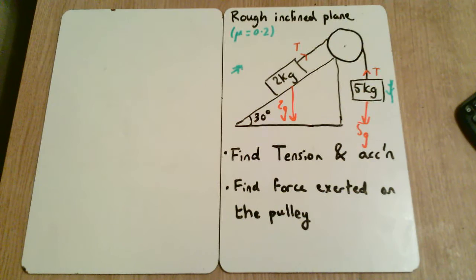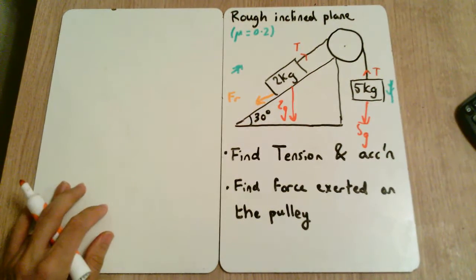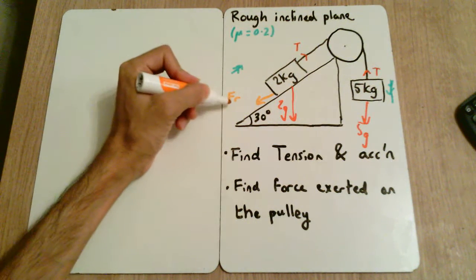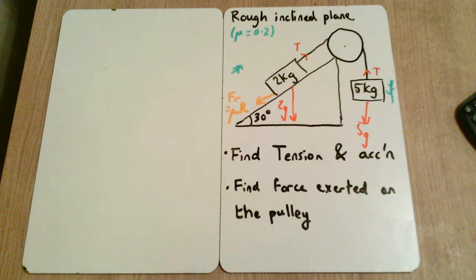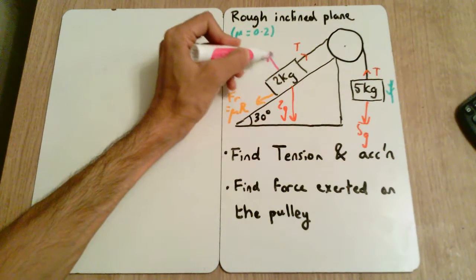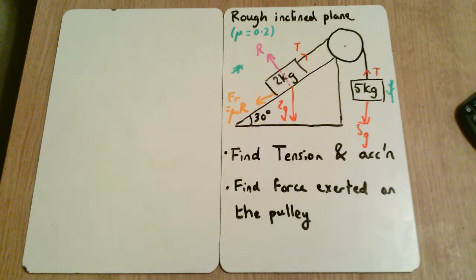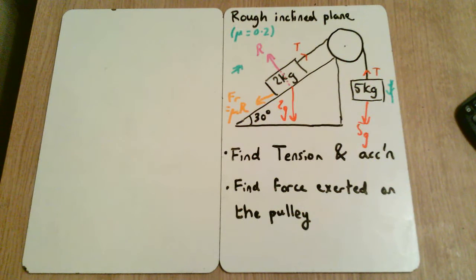The other thing we said that we have for this scenario is a rough inclined plane, meaning we do have friction acting in this direction. Because this system is going to move and accelerate, friction will be at its maximum value of mu R, which means that we also require a reaction force on the surface, which in this case is equal to R over here, always perpendicular to the slope. Now we've got all the forces here on the 5 kg and the 2 kg block. We will come back to the forces exerted on the pulley a little bit later on.